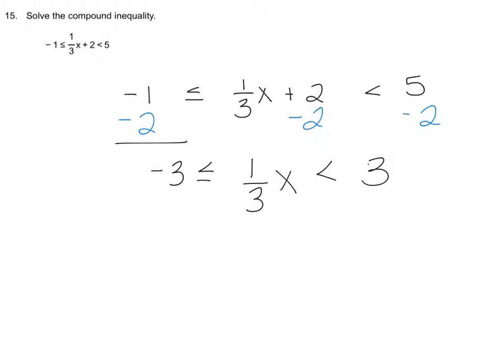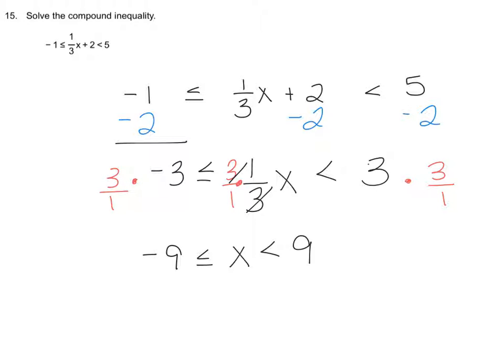Next, I want to isolate the x. So right now, x is being multiplied by 1/3. To get rid of the 1/3, I'm going to multiply by the reciprocal. So I'm going to multiply all three parts by 3/1. So I'll multiply the far right side by 3/1, and I'll multiply the far left side by 3/1. So now I have 3 times -3, which is -9, is less than or equal to x, which is less than 3 times 3, which is 9.